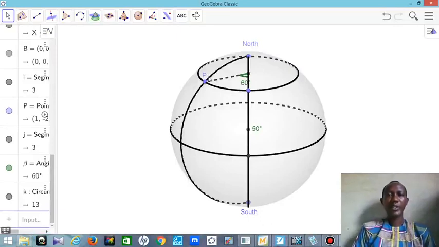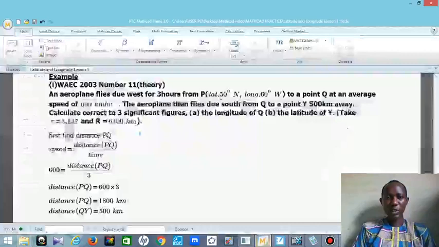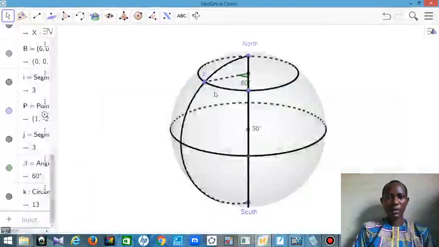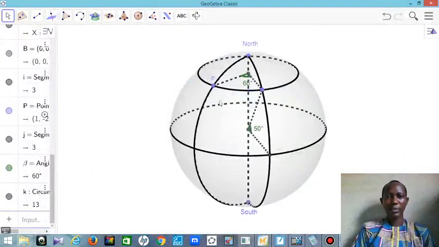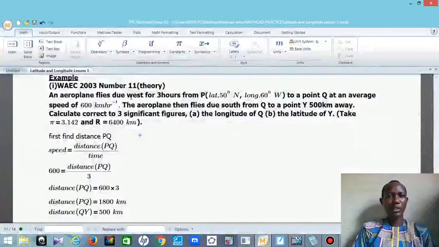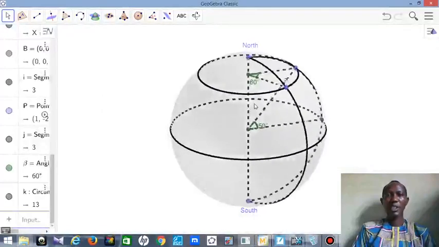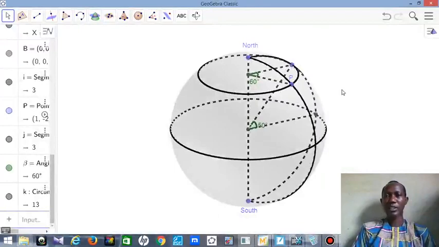So this is where the plane is now. Then the question moves on. It says the plane started from point P and flew to point Q. So the plane started from this point. From this point, it flew to point Q. In which direction? Due west. And what is due west? That means it keeps going towards the west.